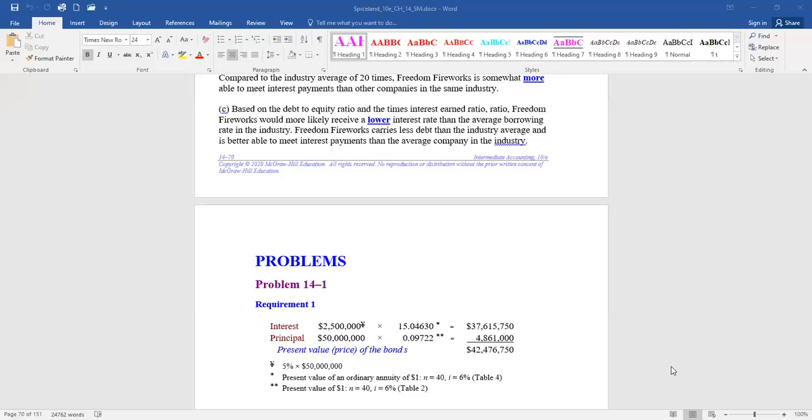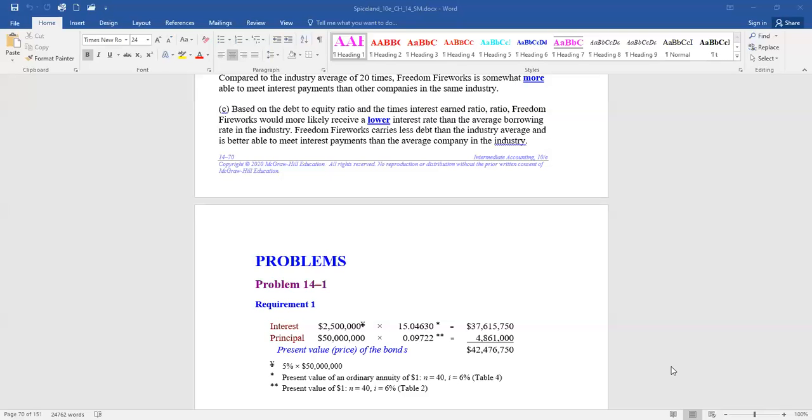First, calculate the total value of the interest at each payment date. So we'll take the $50 million times 10%. Since interest is paid twice a year, we'll multiply that by 1/2. So the interest is $2,500,000.